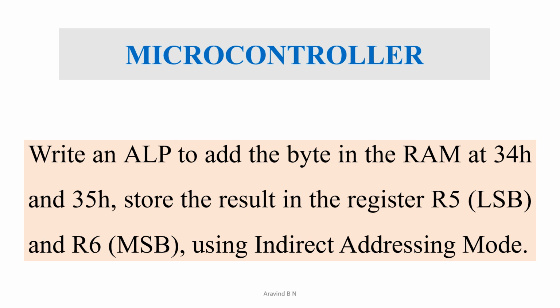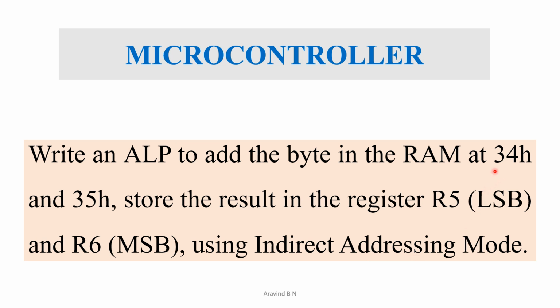In this session, we are going to go through the program for adding 2 bytes of data and storing that in a register. Let us go through the statement. Write an ALP to add the byte in the RAM at 34H and 35H. Store the result in the register R5, that is LSB part of the result, and R6 MSB part of the result using indirect addressing mode.